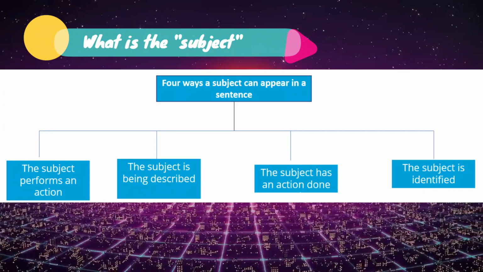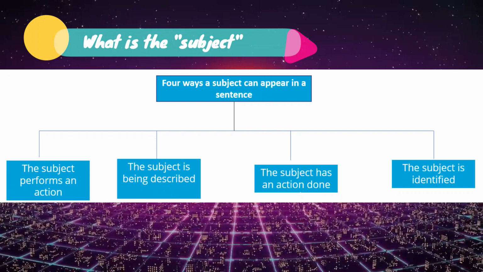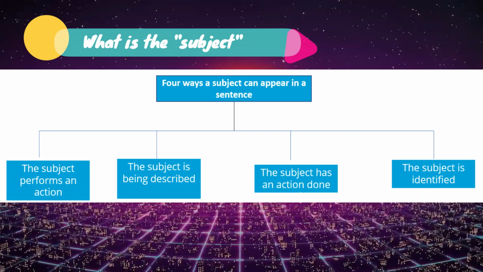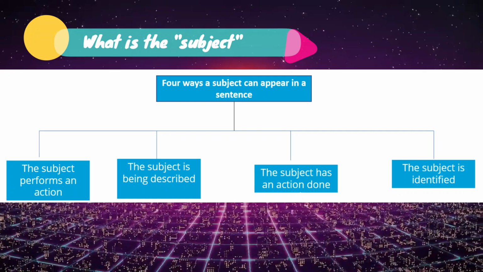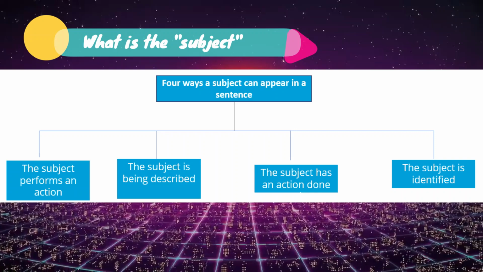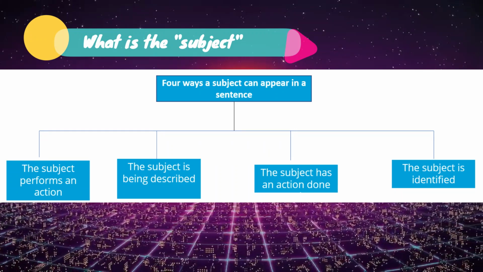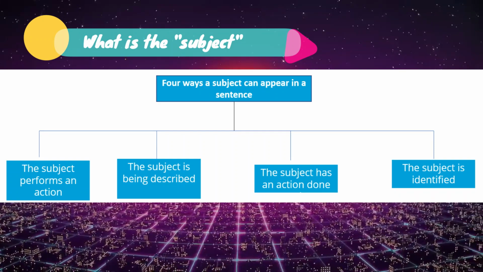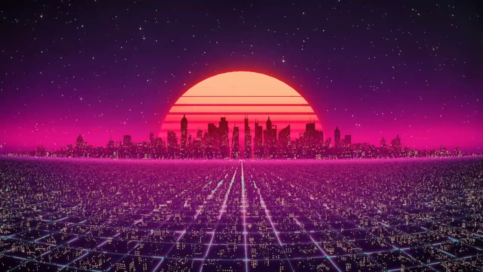In additional information, the subject can appear in 4 ways in a sentence. 2 of these ways are shown in the previous example: the subject performing an action and the other describing the subject. And the other 2 ways are the subject has an action performed. For example, my cat was taken to the vet. And the other way is when the subject is identified. For example, Carla is the one on the left. It's something very simple to understand.